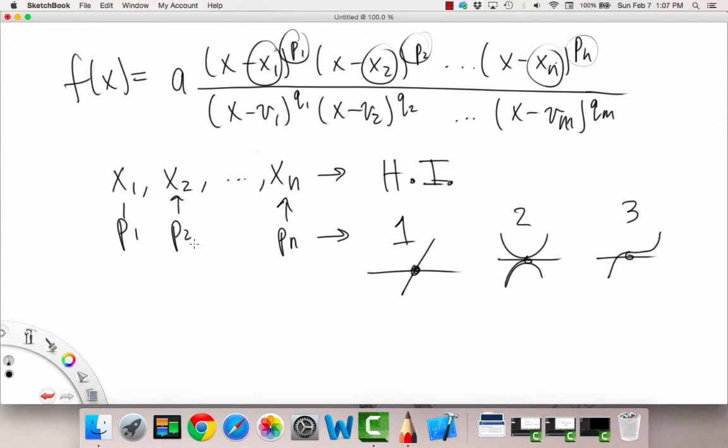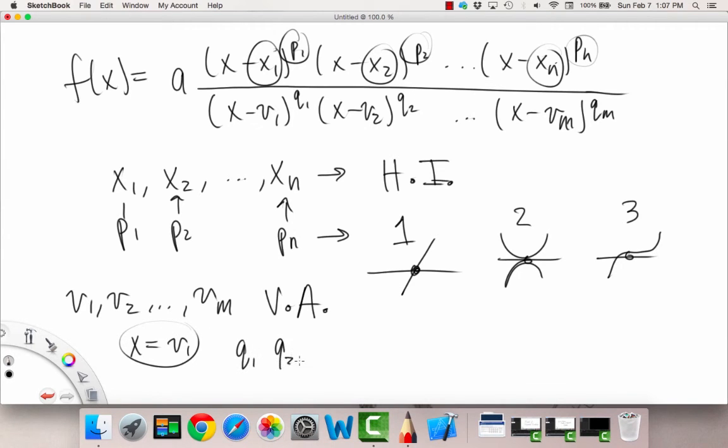And now let's look at the bottom. So we have v1, v2, all of these guys to vm, they give you your vertical asymptotes, okay? So when x is equal to any of these, so x equals v1, for example, that gives you an equation for a vertical asymptote of your function, okay? And then if we look at the powers on those, q1, q2, all the way through qm, those will tell us whether they're even or odd.